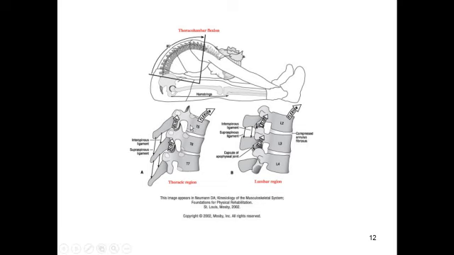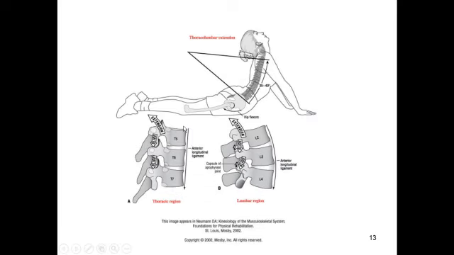It opens the facet joints and opens the intervertebral foramen. We have about half as much extension as we had flexion, and similarly we get closure, or compression, of the facet joints and relative closure of the intervertebral foramen.